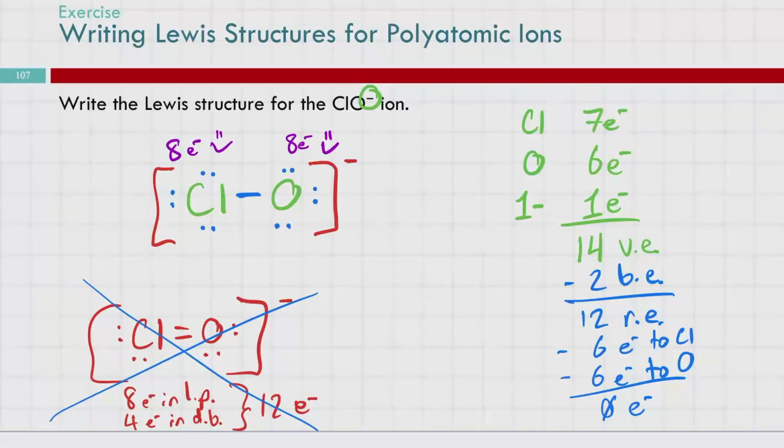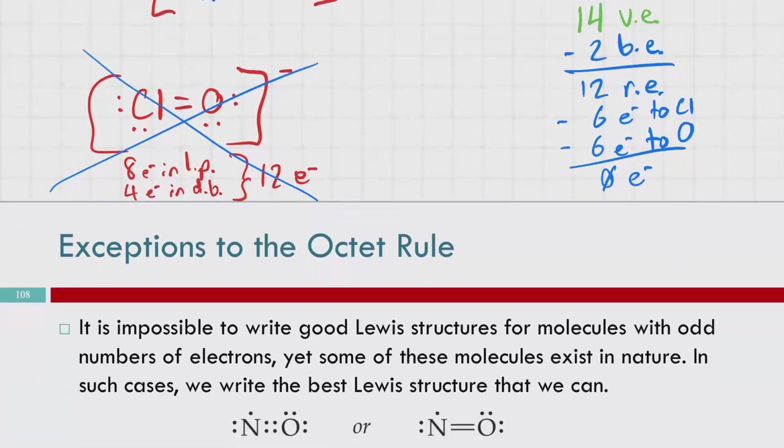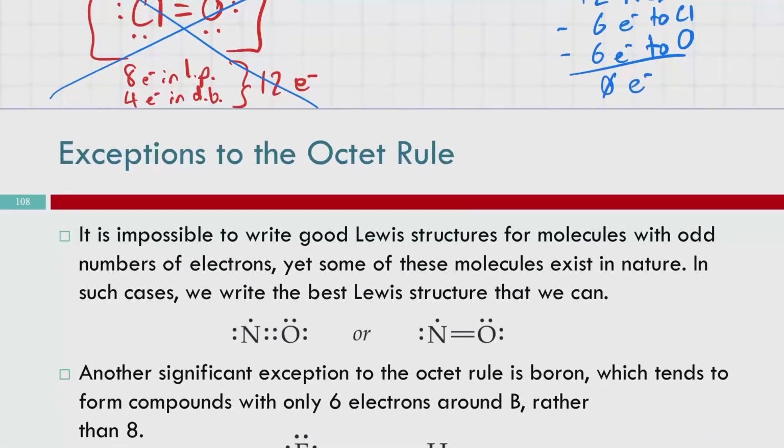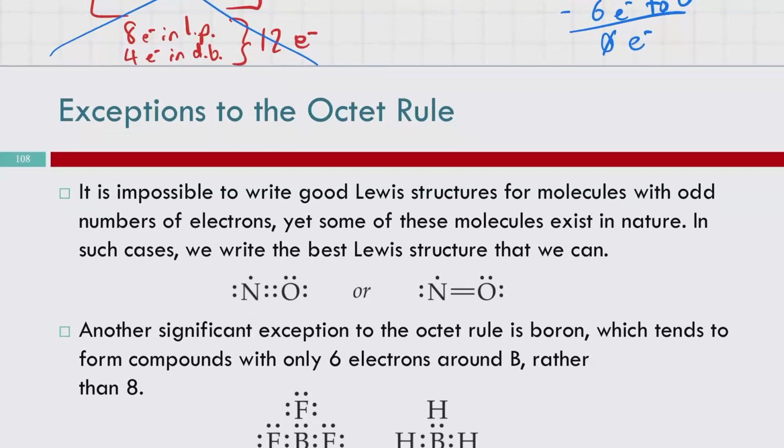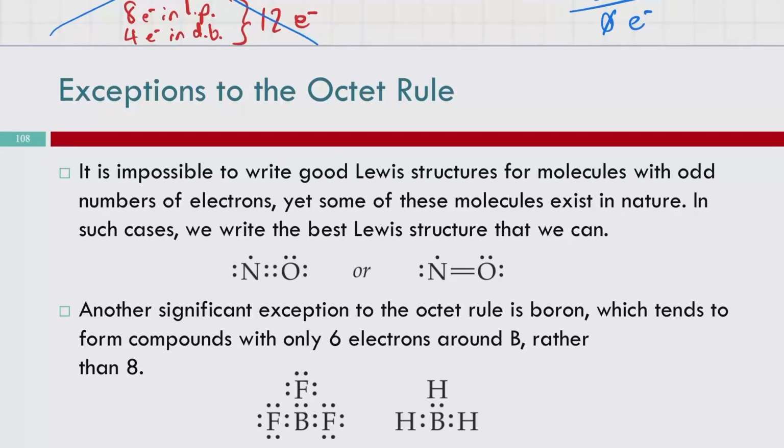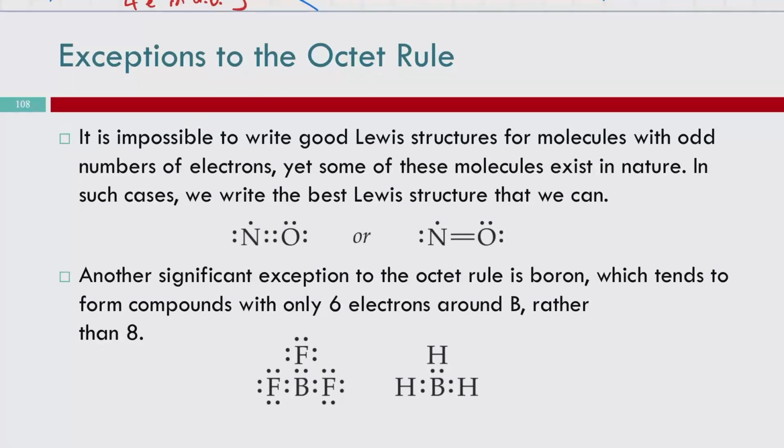Any questions about the hypochlorite ion Lewis structure? All right, we also have exceptions to the octet rule. Here's an important piece of information for us, perhaps. It is impossible to write good Lewis structures for molecules with odd numbers of electrons. You will almost always end up with an even number of electrons.